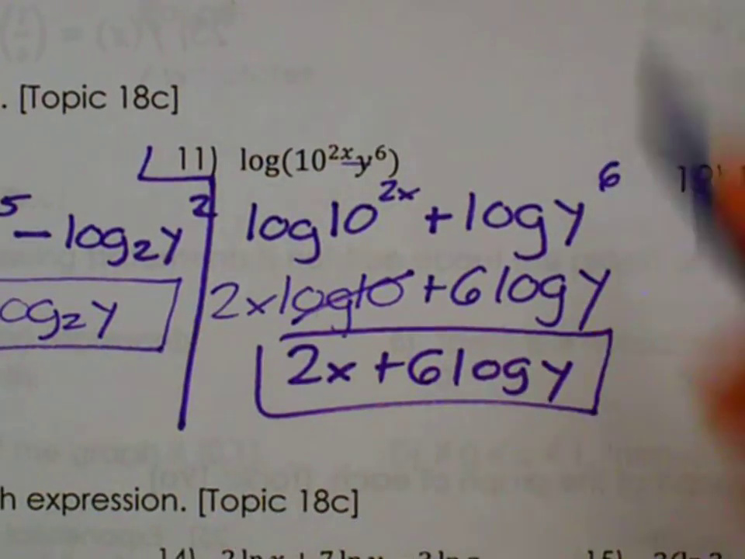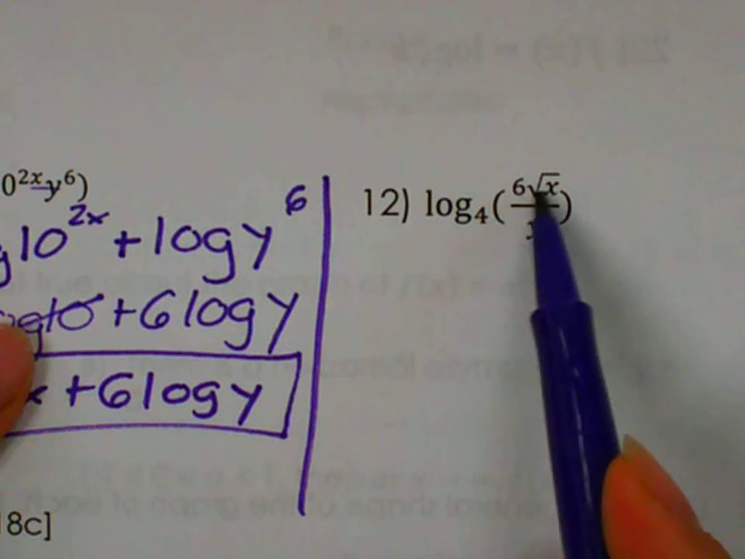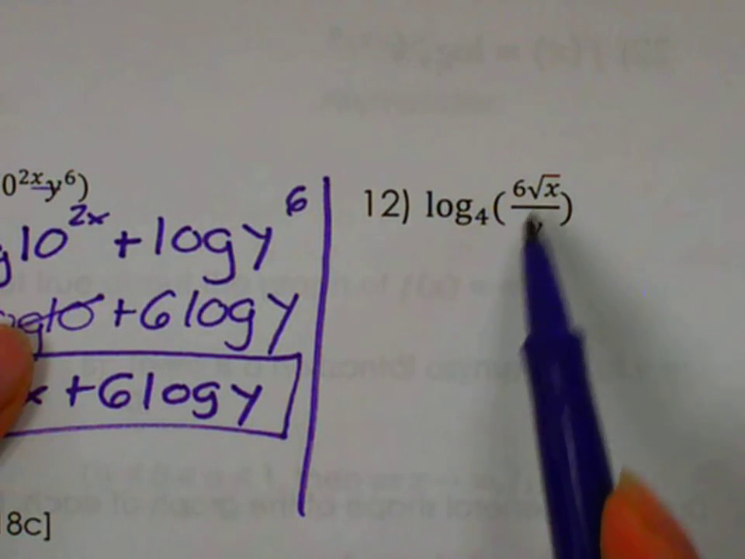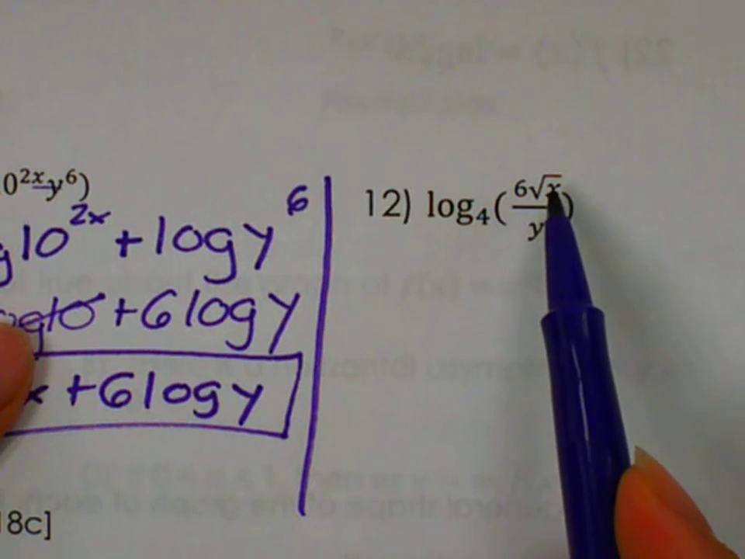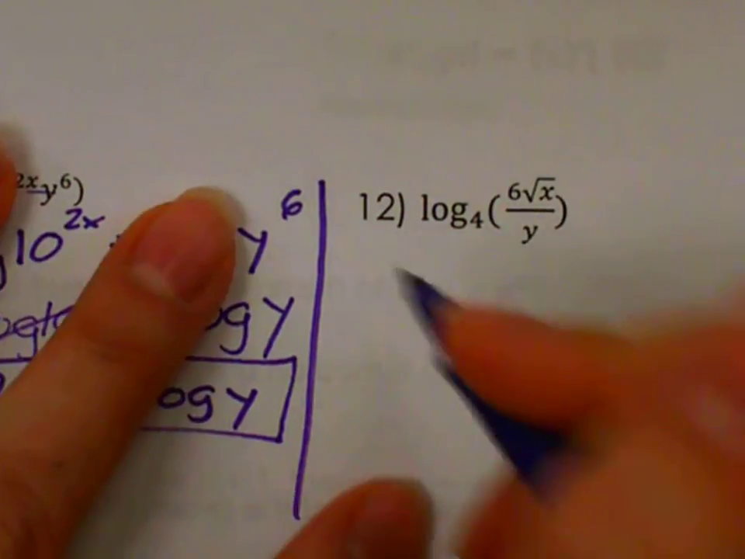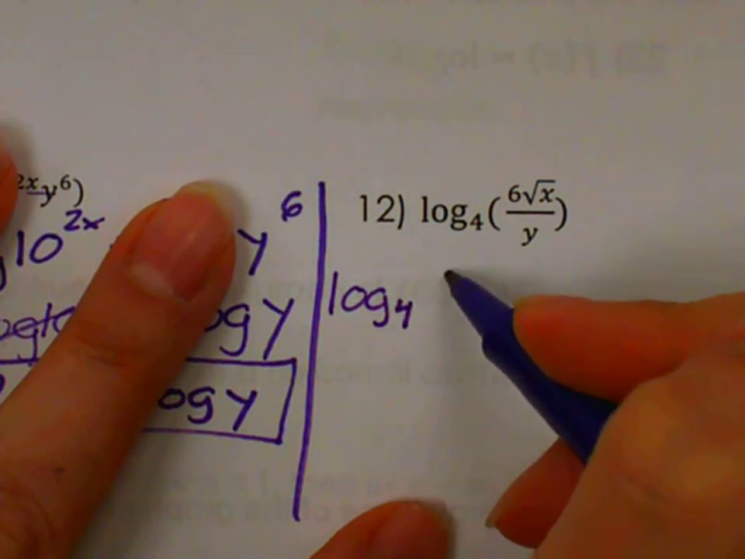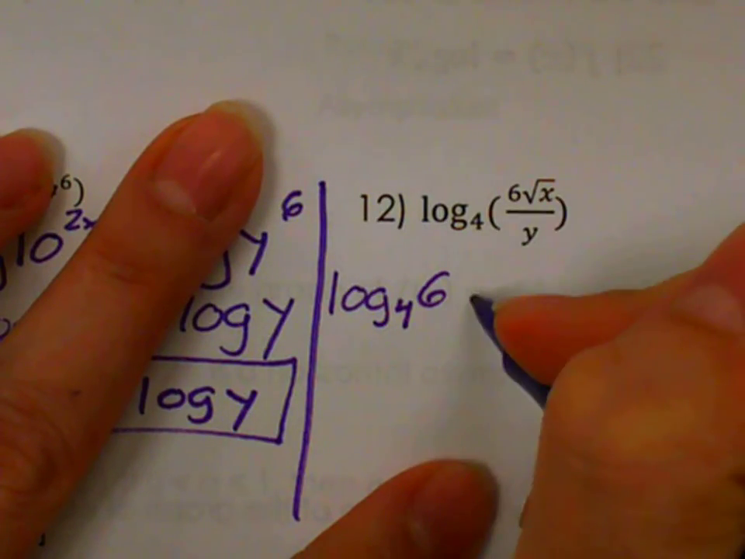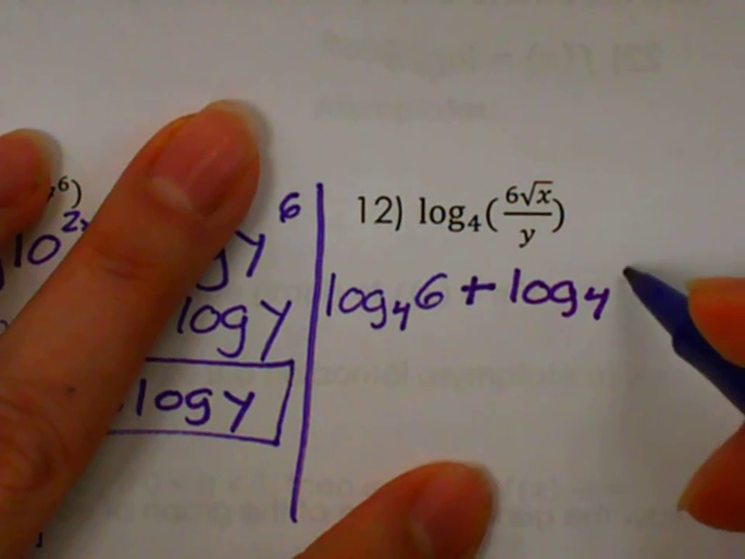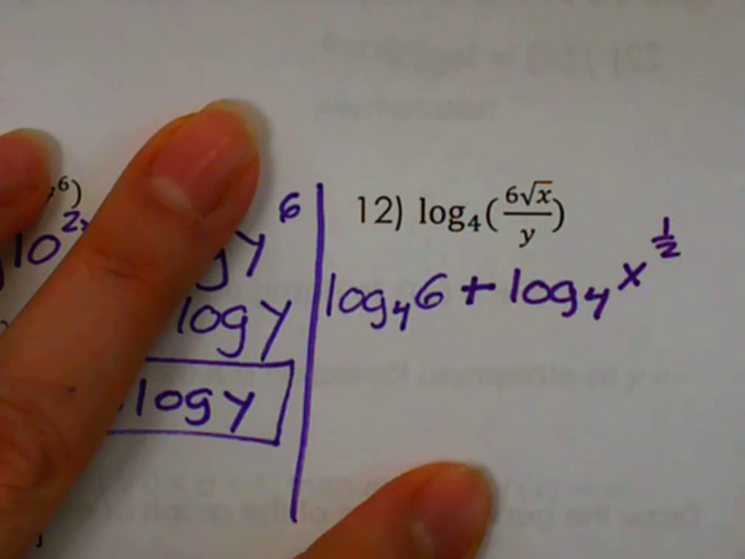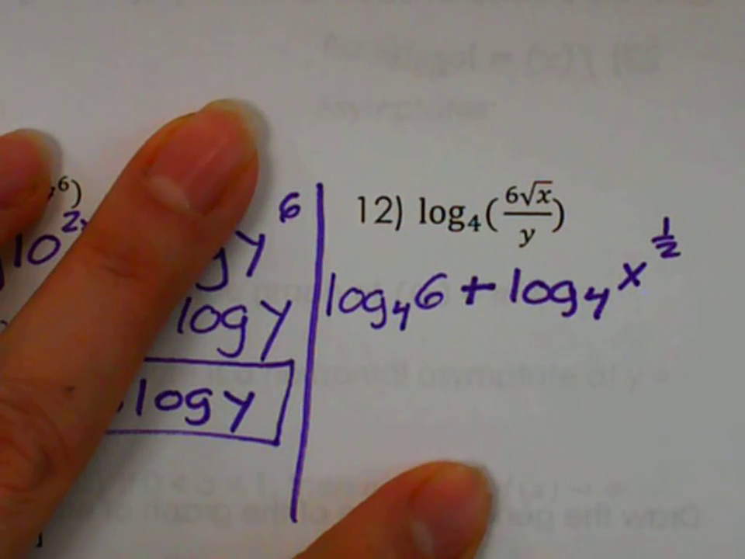All right, last one. I have multiplication, so that's going to turn into a plus. I have division, that's going to turn into a minus. And I'm going to rewrite this. Instead of the square root of x, I want to write it as x to the 1/2 so I can see it as a power. So this is log base 4 of 6. And then these two things are multiplied, so that turns into plus log base 4. And I'm going to write it as x to the 1/2, right? The square root of x and x to the 1/2, those are the same thing, just written a different way.